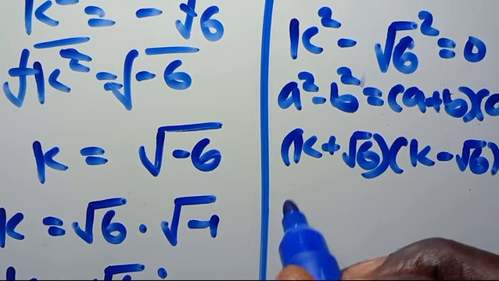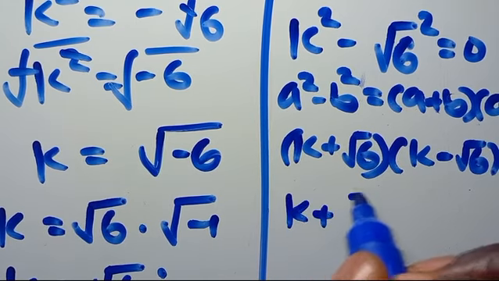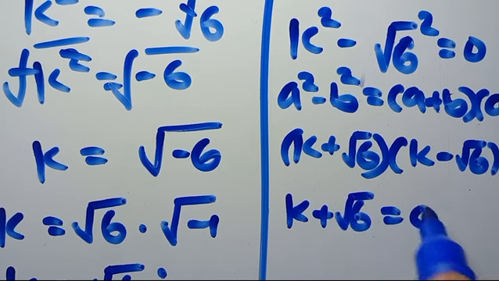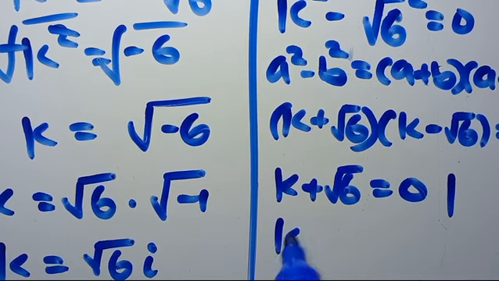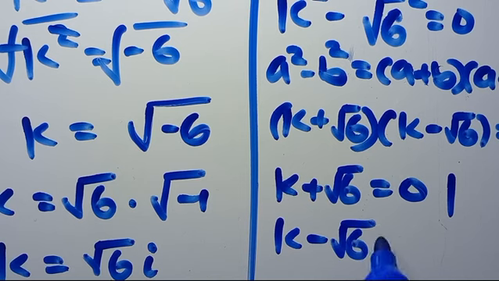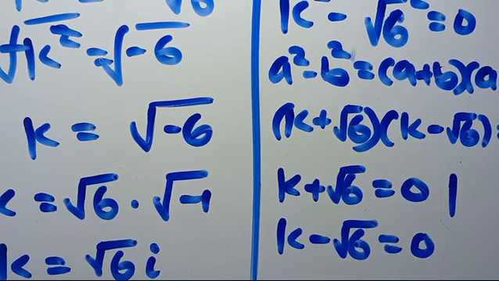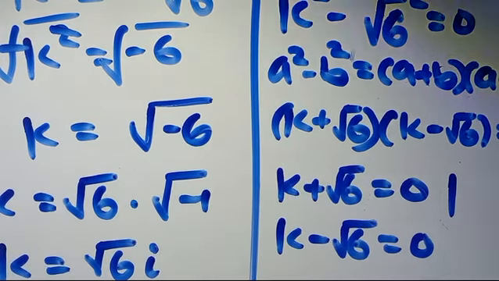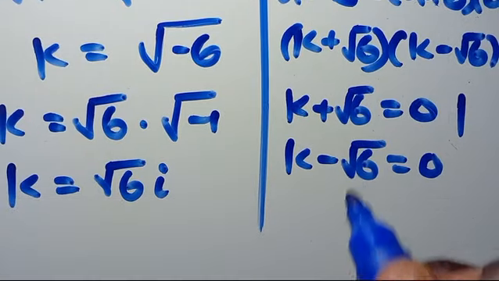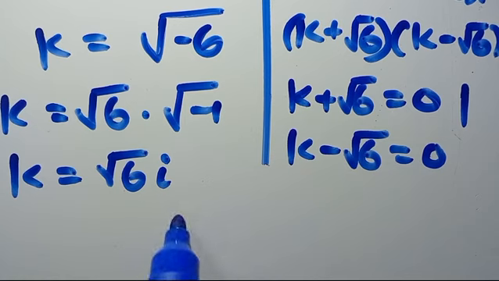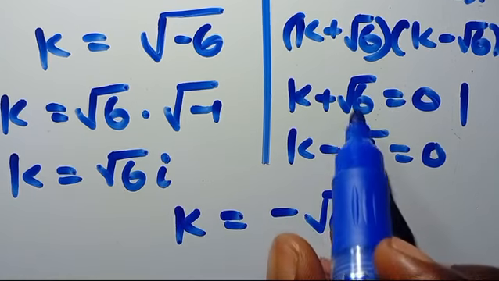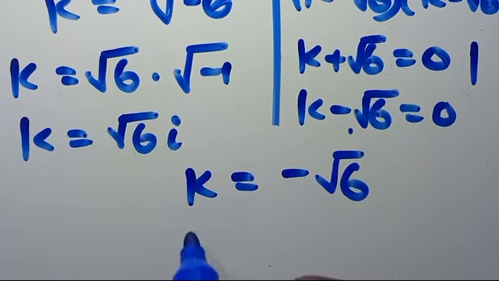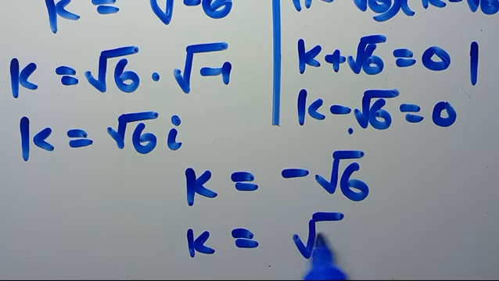So from here we have k plus root 6 equals 0, or we have k minus root 6 equals 0. And this will be k equals minus root 6. This will be k equals root 6.